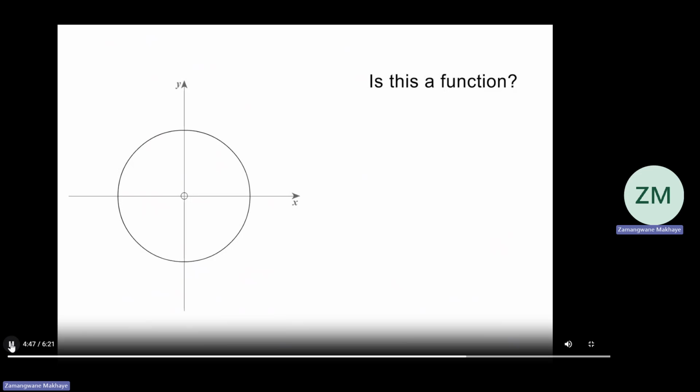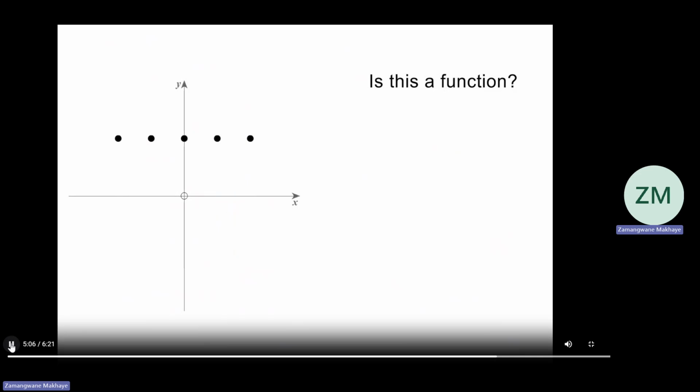Next we are given the graph of a circle. Is it a function? To check, let's again use the vertical line test. Moving the ruler across the graph, it will clearly cut the graph more than once. The circle is therefore not a function.